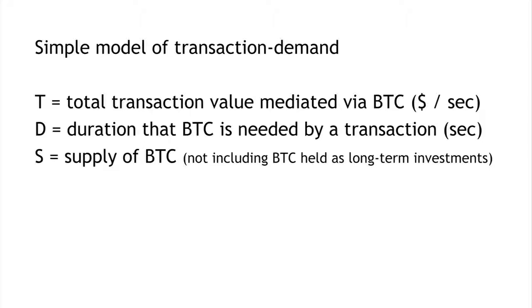We're going to say D is equal to the duration of time that Bitcoins need to be held out of circulation in order to mediate a transaction. That's the time from when the payer buys the Bitcoins to when the receiver is able to sell them back into the market, and we'll measure that in seconds. And then S is going to be the supply of Bitcoins that are available for this purchase. That's going to be all the Bitcoins that exist, that is all of the hard currency Bitcoins, all of the 13.1 million, eventually up to 21 million Bitcoins, not including those that are held out by people as long-term investments. So at any point in time, there's some supply of Bitcoins that are sloshing around and available for this purpose.